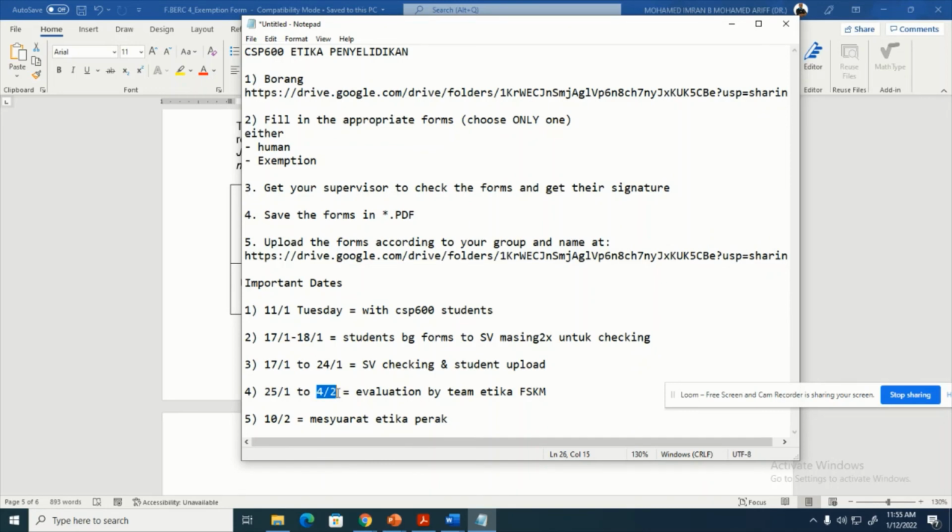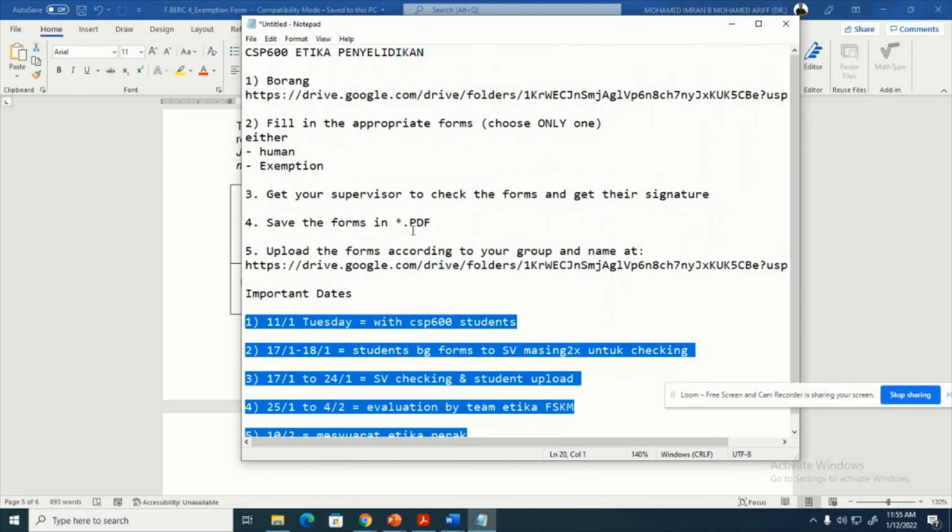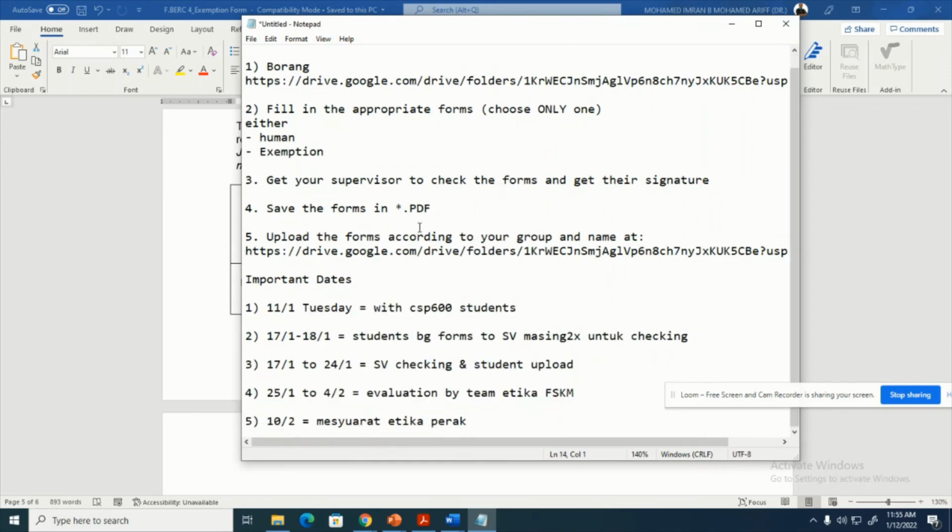All right. So these are the important dates that you need to know. Inshallah, by 17th to 18th of next week, your students will be submitting the ethics form to you. Please have a look at it. Please comment where necessary. If everything goes well, please sign off, and remember to tell the students to save it as a PDF and then submit it back to the Google form which I've already created for them.